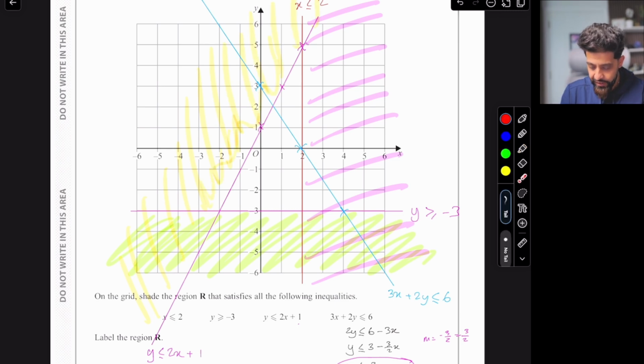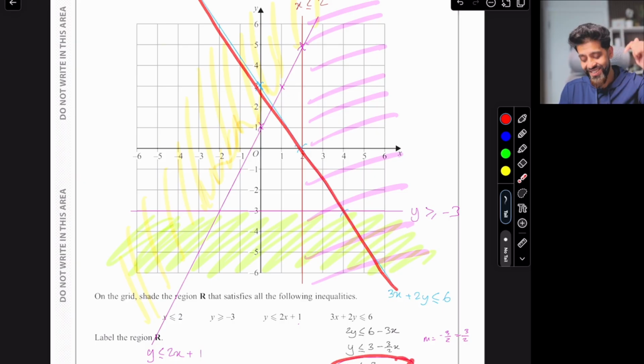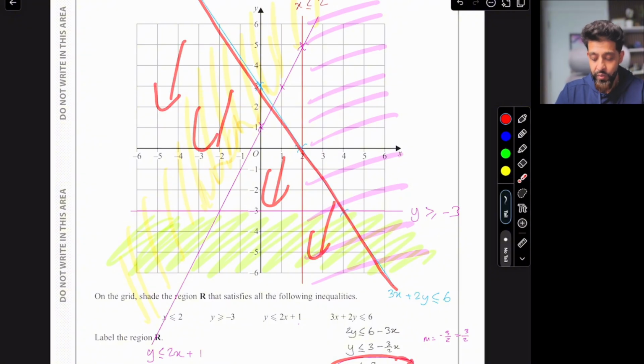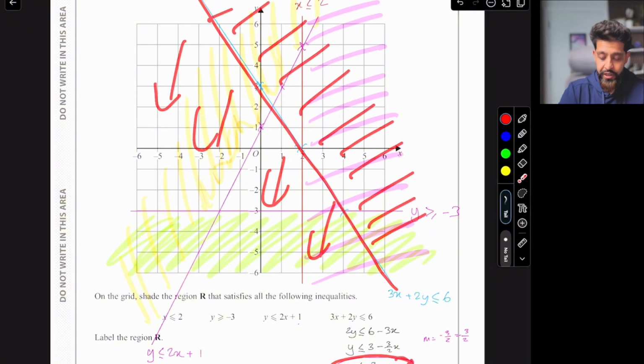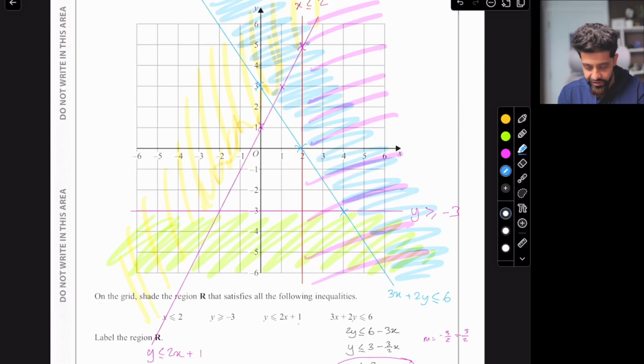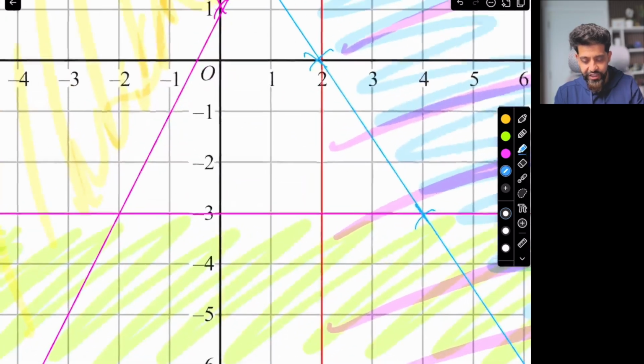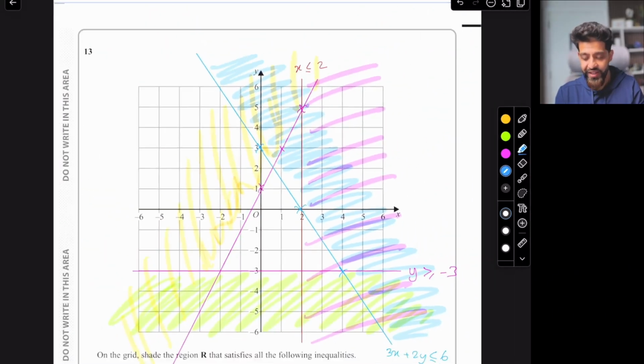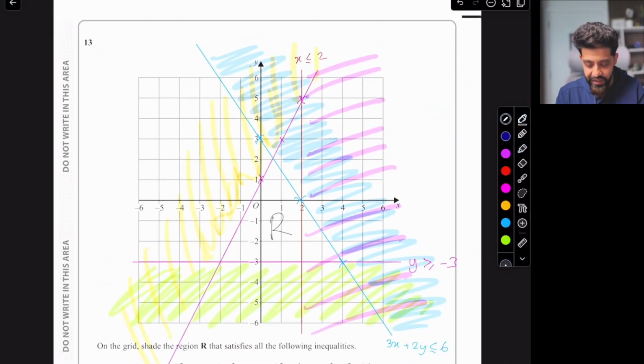Okay. Finally, the last line that we have here, look at this version of it. It says y is less than. We want below the line. This part is below the line. We don't want above the line. Shade it out. There. Now, can you see there's a region that has been left unshaded right there in the middle? That is your region. And just mark that with an R.